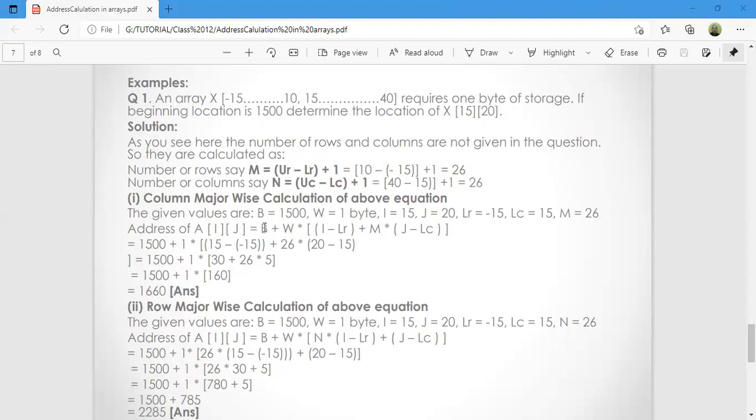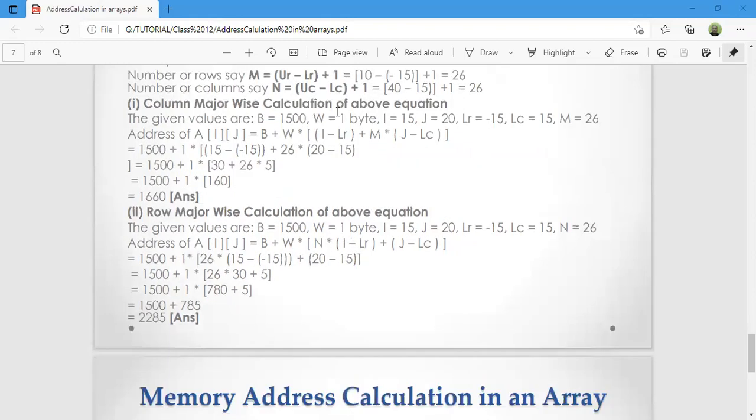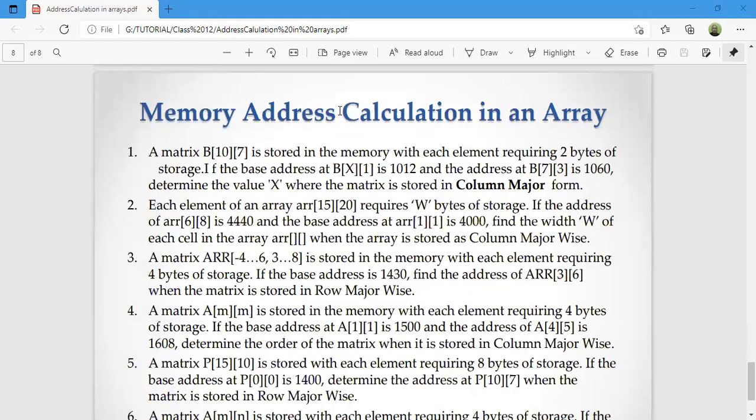Now it is shown using both formats, column major wise and row major wise, in both ways how this question can be solved. So this is an example if the question is given in the second format, where the upper bound and lower bound of the row and the upper bound and lower bound of the column are provided. We will just take the values, and now let us do the questions one by one.